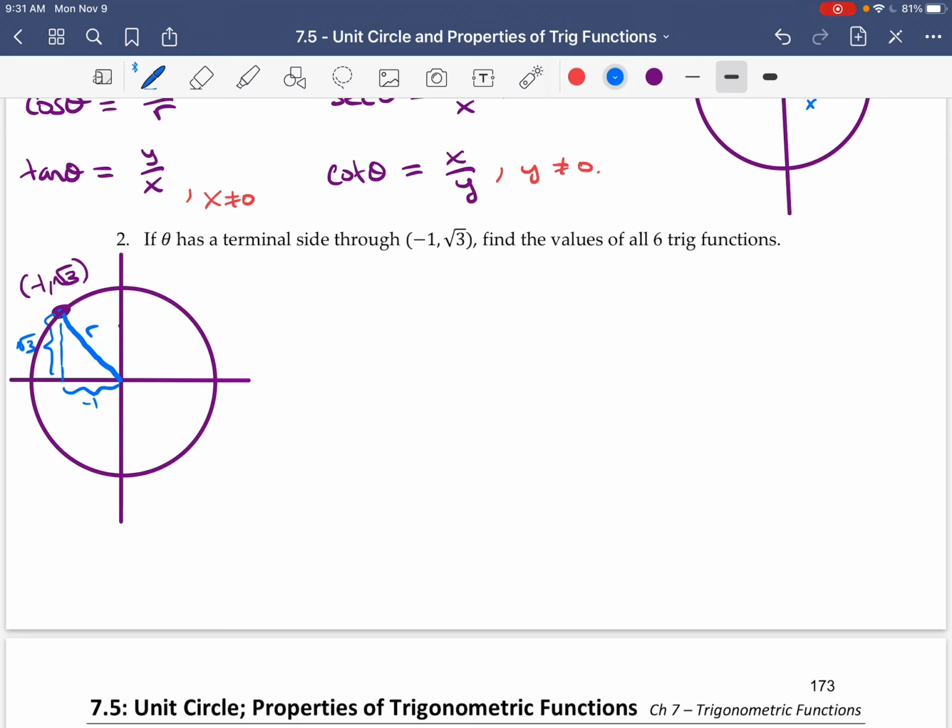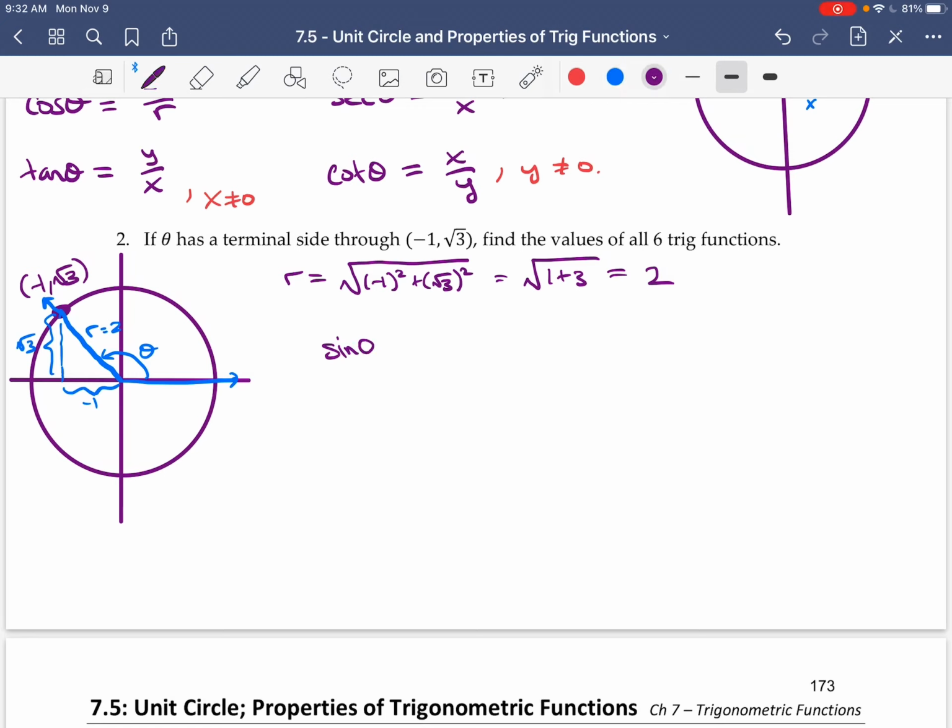So then when we find the r value, r is the square root of (-1) squared plus root 3 squared. So that's 1 plus 3 inside the square root, so that's the square root of 4, which is 2. So the radius is 2 here. Now we can find all the trig values. So our theta has this as its terminal side with that point on it.